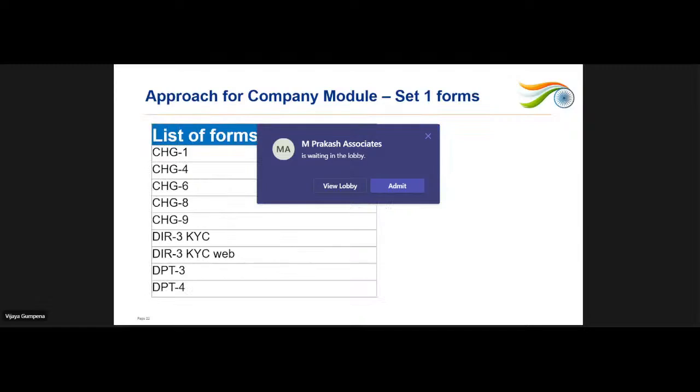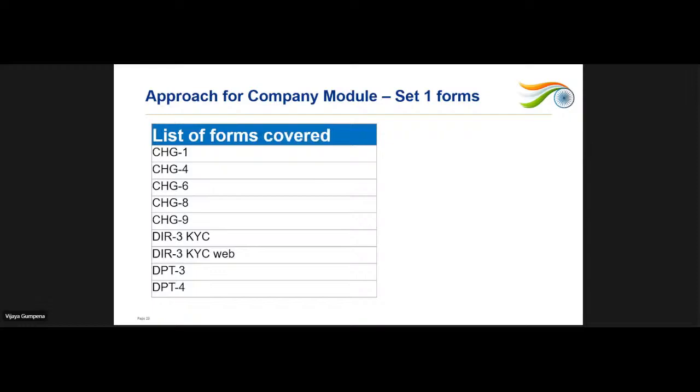We'll now quickly move on to the list of forms that are covered in Set 1. As I mentioned, all the charge management and deposits rules chapter forms are covered. That is CHG 1, 4, 6, 8, 9, which are part of your charge module, and DPT 3 and DPT 4, which are part of your deposits module, and DIR 3 KYC and KYC web, which are part of your director appointment and qualification rule chapter. So these are all the 9 forms which are covered in Set 1.